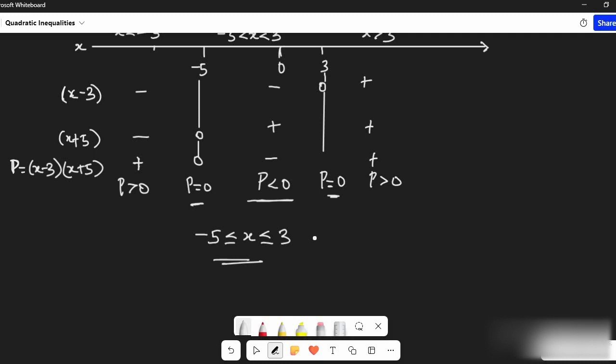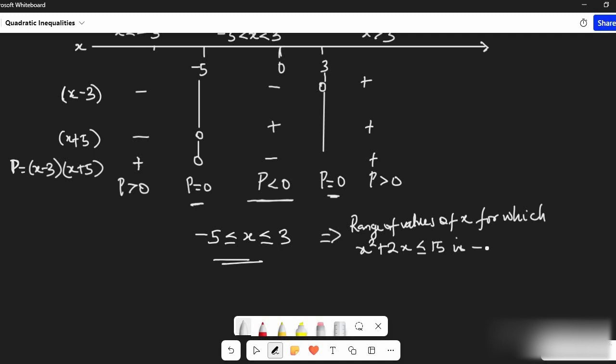So you can state the solution like this. The range of values of x for which x squared plus 2x is less than or equal to 15 is minus 5 less than or equal to x less than or equal to 3. So this is the solution.